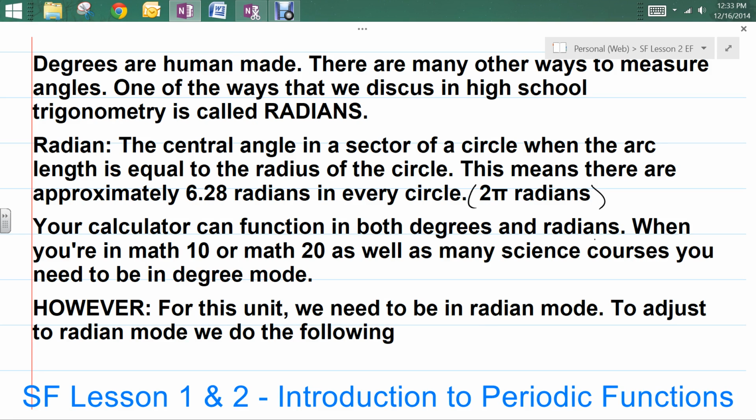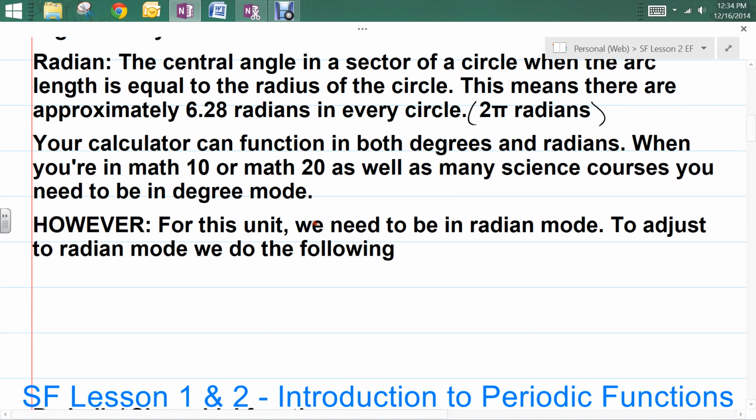I haven't mentioned it in this class before. There was one person back in September that came and asked me, do we have to be in degree mode? And I said, no, it doesn't matter. It didn't matter for the rest of the course, because nowhere in the probability or perms and coms or logs or rational expressions was I using sine, cos, and tan. So that's why it didn't matter. But now with this unit I'm using sine, cos, and tan, I need to fix that.